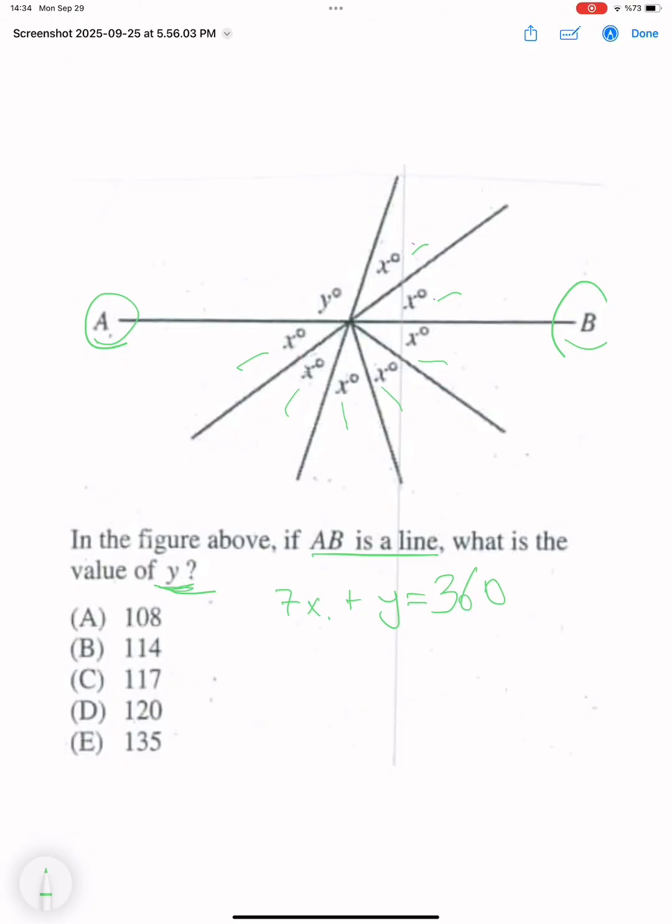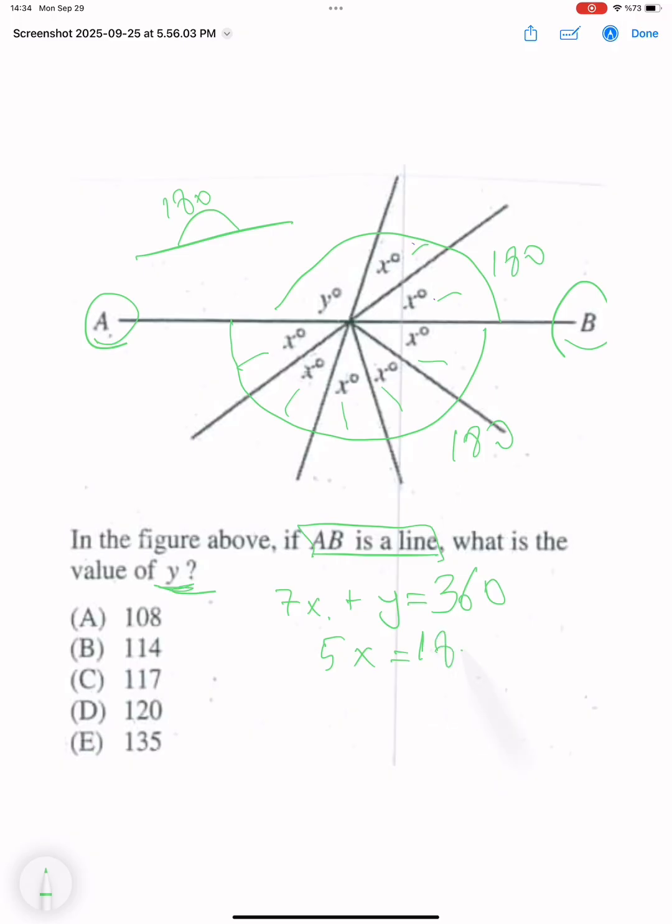And the second one is, it says AB is a line. So if it says line, we know that we're going to use this 180. So this is 180 and this is 180. The bottom part is going to make things easier for us, because there are only x values here, 5 x's. So 5 x's is equal to 180, which means that x is 36.